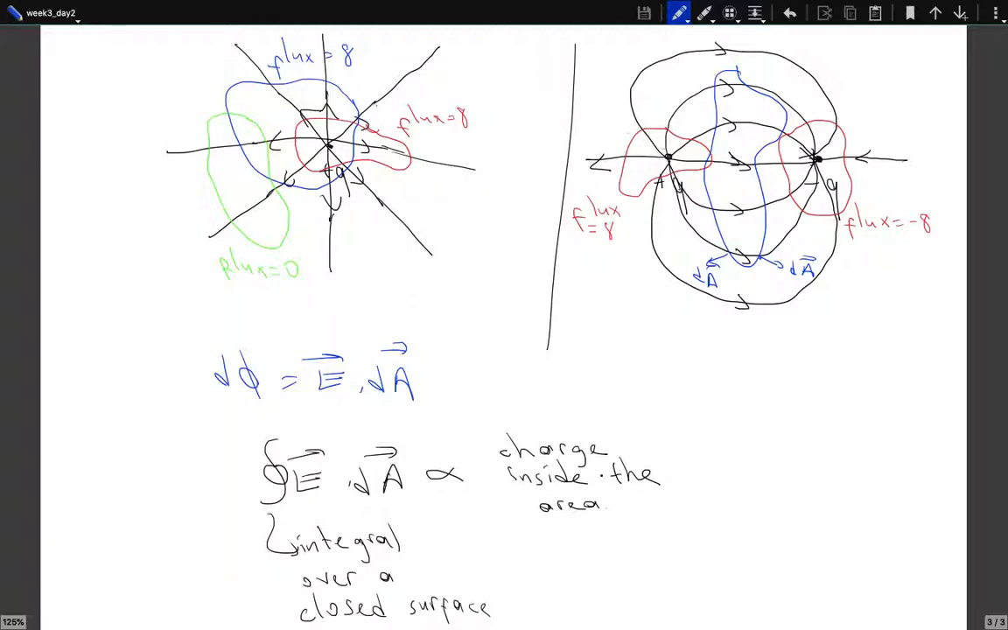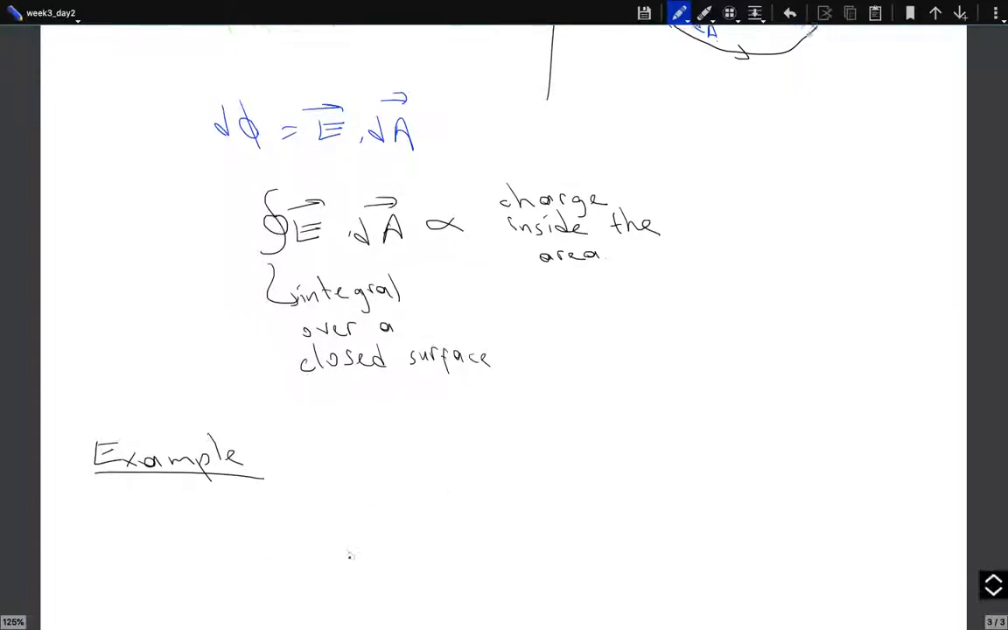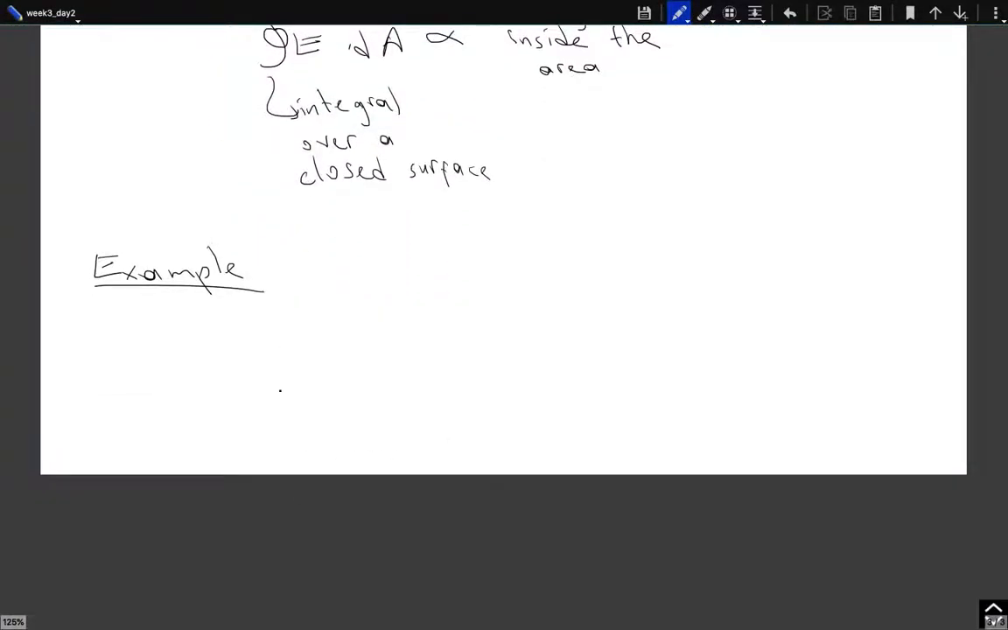Now let's also determine that proportionality constant. Well, let's look at a simple case, which will give me that proportionality constant. The simplest case we had studied was a point charge. We had already studied the electric field. The electric field lines are always radially out.